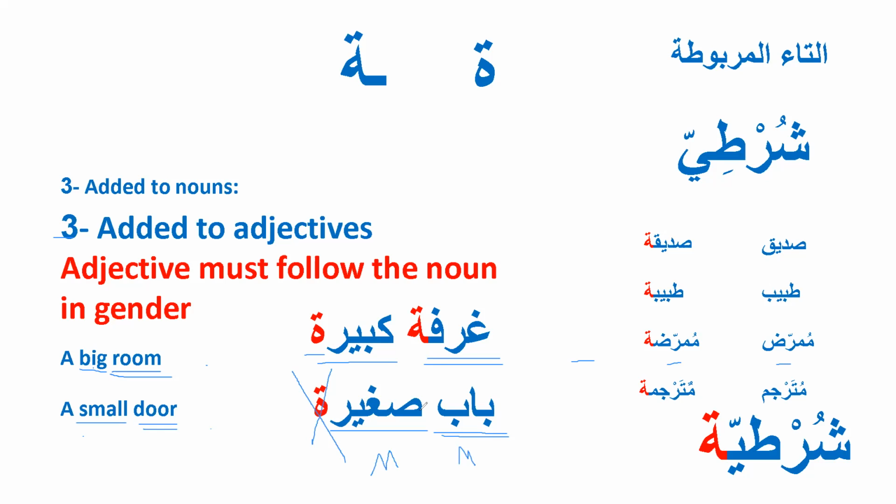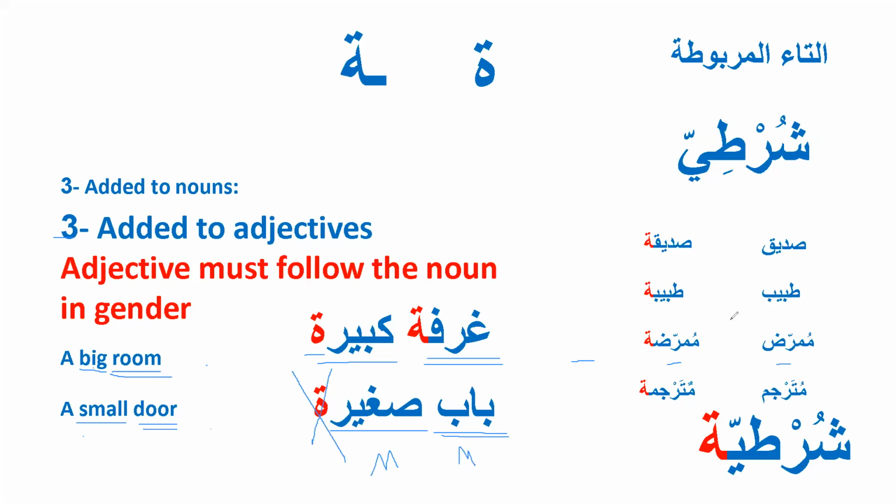Okay, so if the noun is feminine, the adjective should be feminine. If the noun is masculine, the adjective should be masculine. Okay, and if the noun has ta marbuta, then the adjective must have ta marbuta as well. So the adjective should be exactly the same in shape and gender as the noun. Okay, we have some other examples.